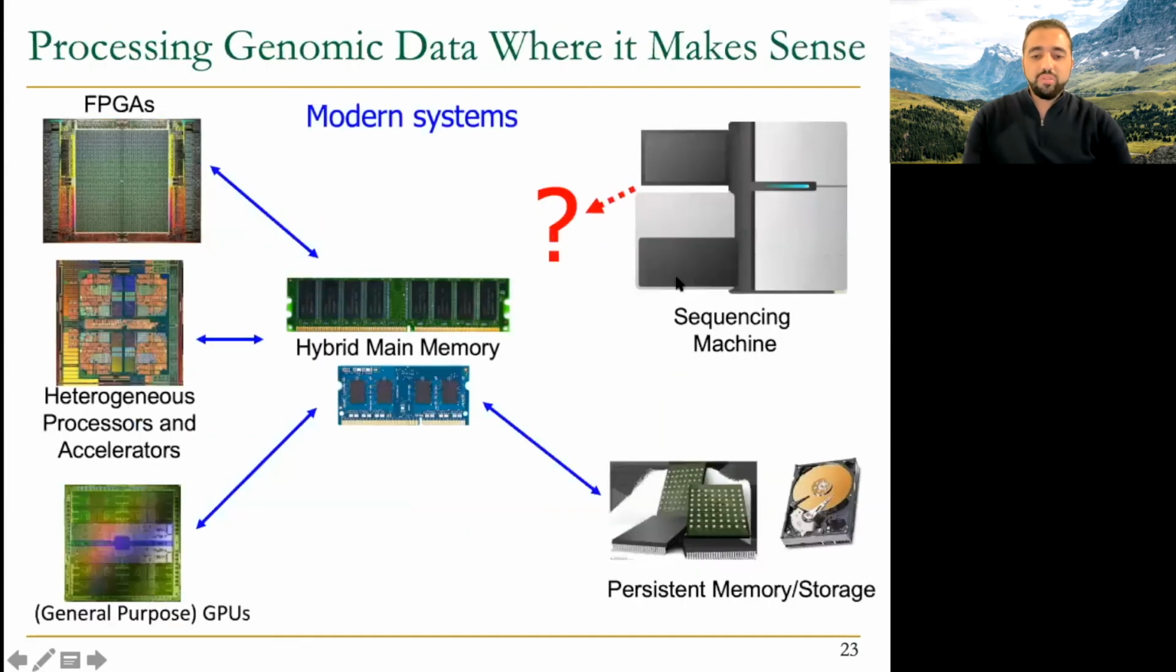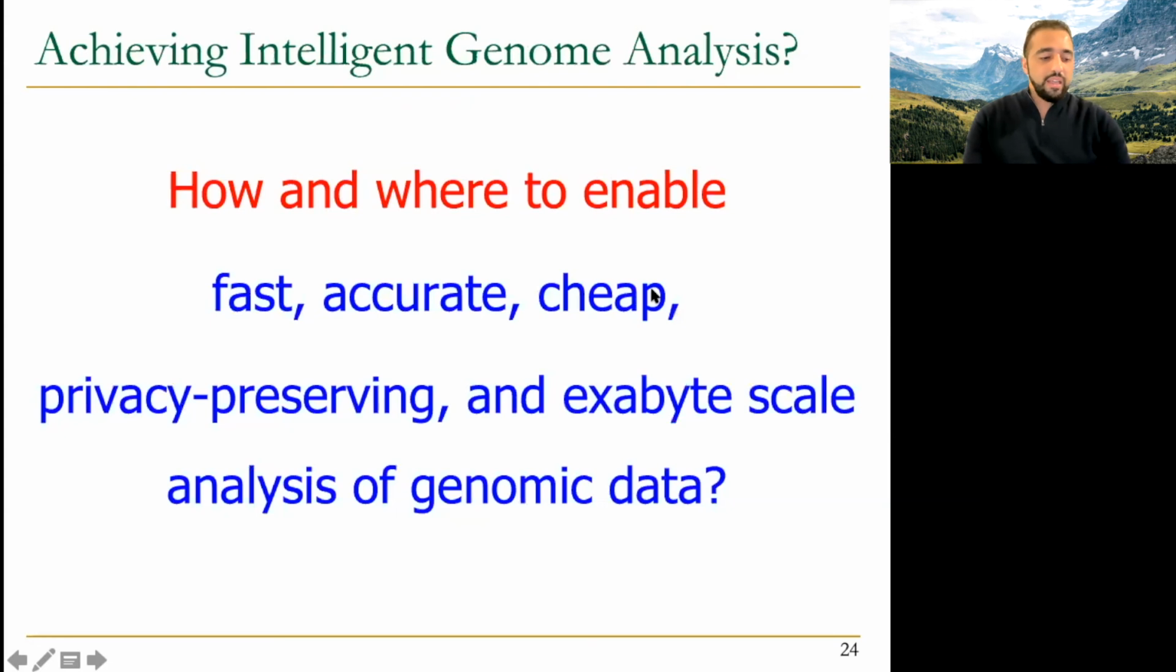And for that, we would like to discover ways where we can do the processing over FPGAs, GPUs, or inside the sequencing machine itself. And that leads to an open question: how and where to enable fast, accurate, cheap, and also privacy-preserving and exabyte-scale analysis of genomic data. All of these are very good research topics for a PhD or postdoc or masters, but of course we are not expecting such projects from your side, but you are definitely contributing toward this goal.